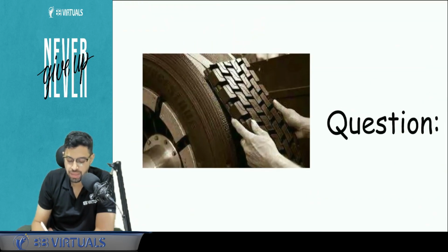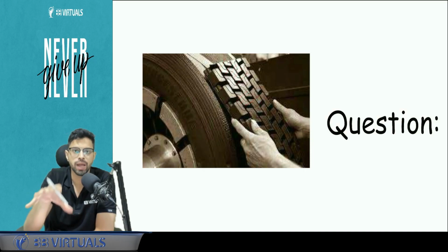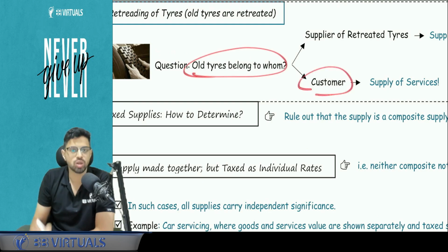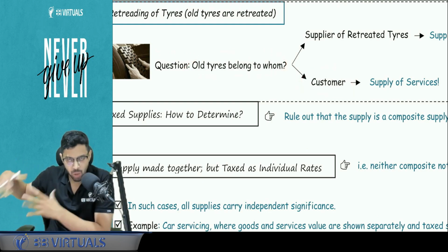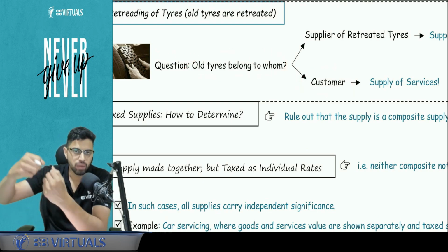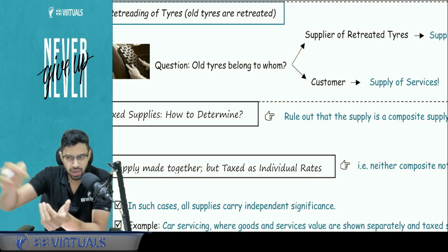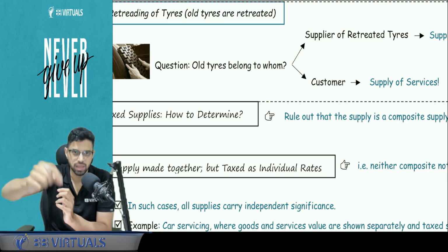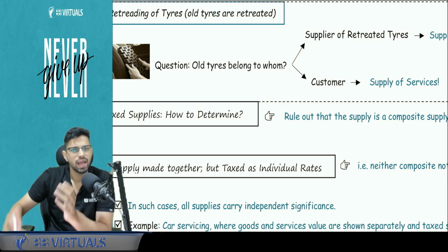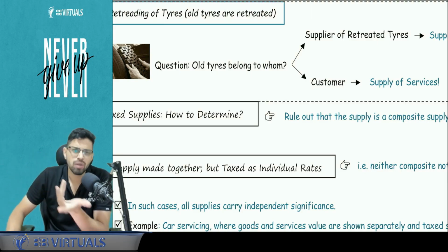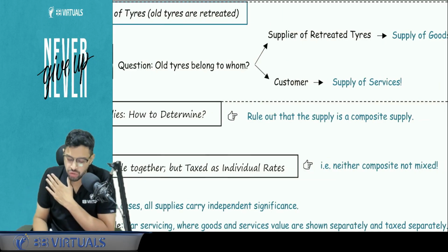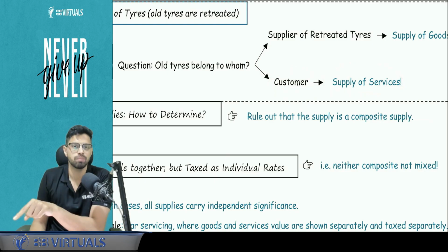Now retreading of tires. What is retreading of tires? Sometimes you lose the grip of the tire, for which this retreading is done so that it has a very good grip on the road. Now the question comes: the old tire belongs to whom? If it belongs to the customer, so I have my car's tire or my bike's tire, I go to my nearby shop and tell him this is my tire, just get the retreading done. Technically, there is some sale of goods also, because he's giving me the rubber, whatever is being used, and he's giving me retreading service also. But what is the principal element? This is a retreading service, right? And the old tire belongs to me. So if it belongs to me, this is a supply of service by that person.